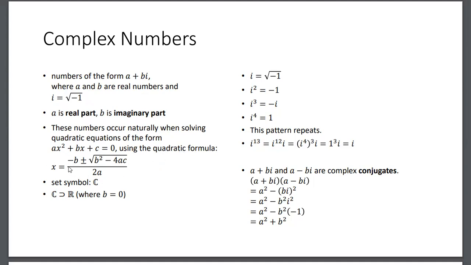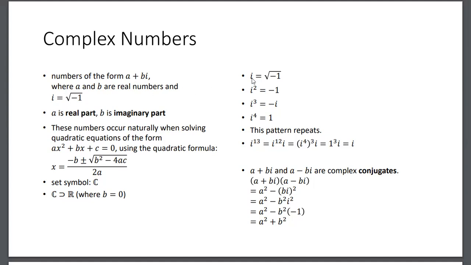Because the quadratic formula, notice, has in it the plus or minus square root. And if this b squared minus 4ac discriminant is negative, then complex numbers will come out as part of the solution. The set symbol for complex numbers is a script C, and C contains, as a proper subset, the real numbers, where b, the imaginary part, is 0, so you just have the a.